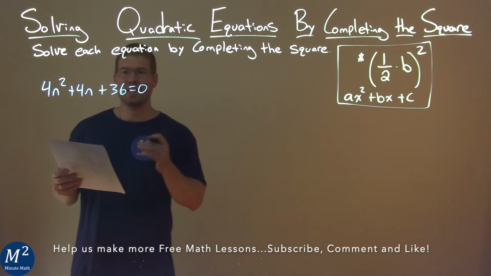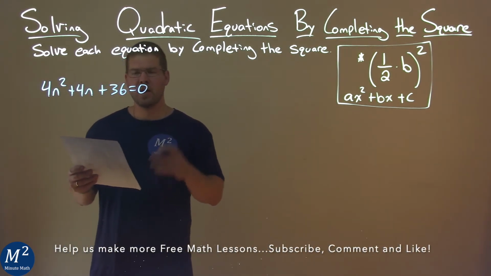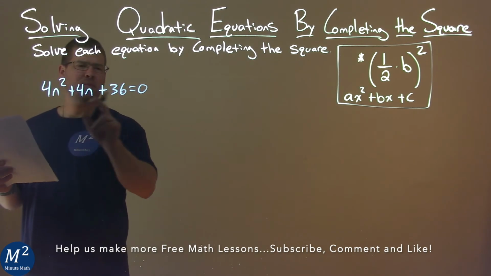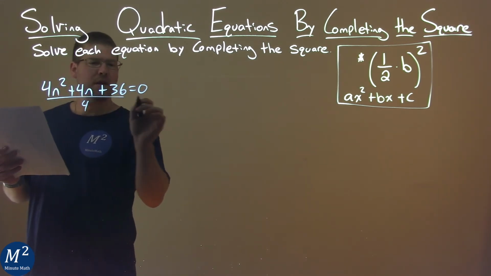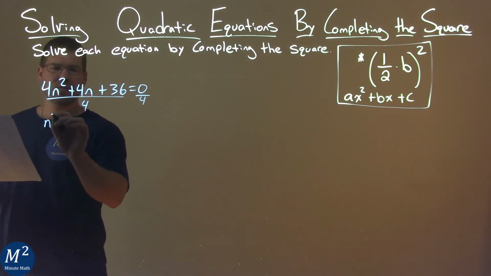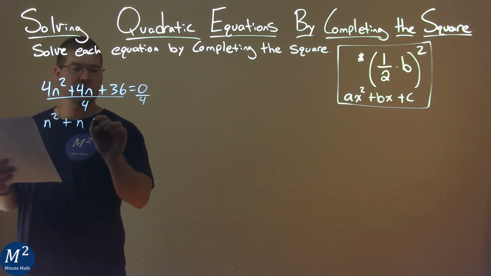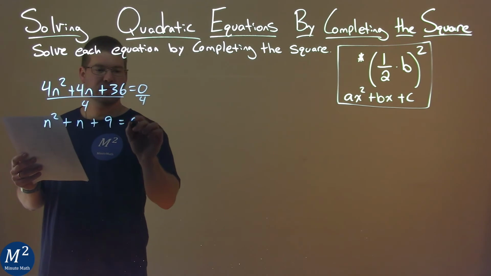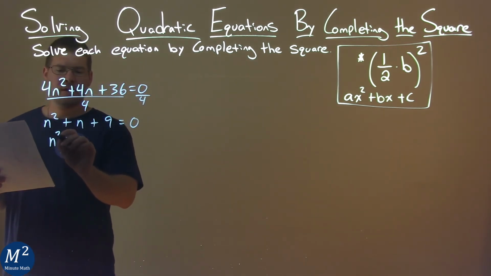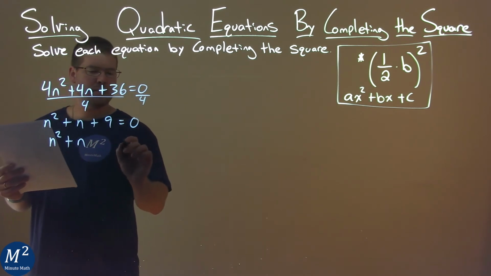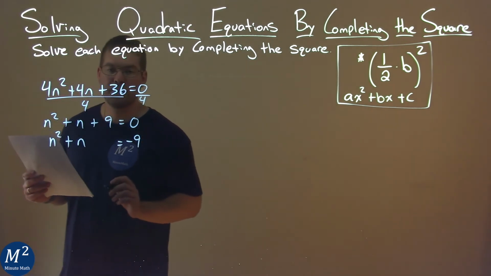We're given this problem right here, 4n squared plus 4n plus 36 equals 0, and we need to solve this by completing the square. First thing I notice is, why don't we divide both sides by 4, that a value. So I do that, and I'm left with n squared plus n plus 9 equals 0. I'm going to subtract the 9 from both sides, and we have n squared plus n, I'm going to leave a space, equals negative 9.